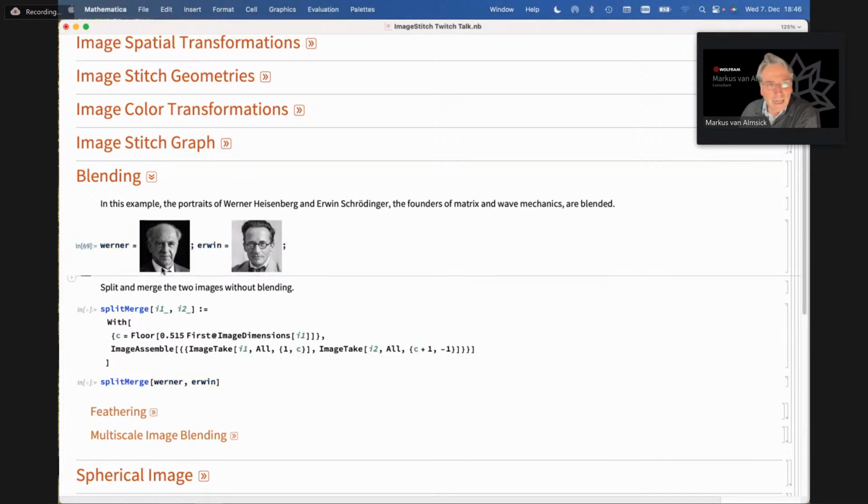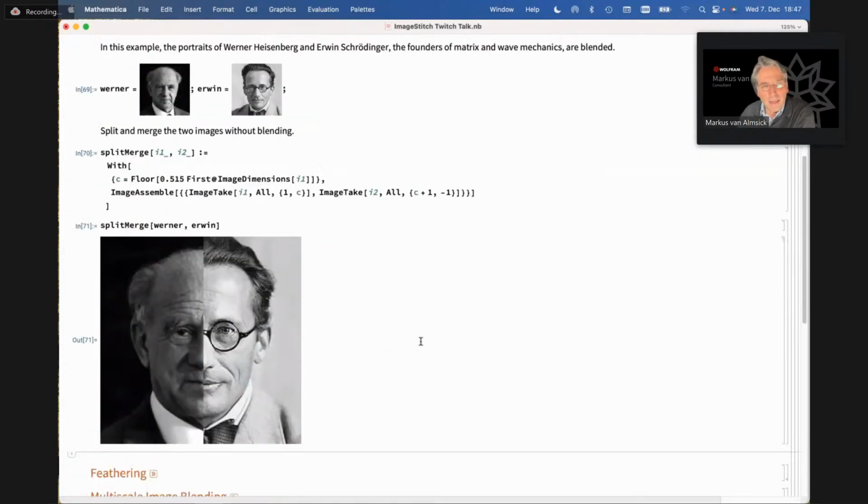Being a physicist, I have taken the images of two physicists, Werner Heisenberg and Erwin Schrödinger. And since they both invented, to a certain degree, quantum mechanics, one via matrix formalism and the other one via wave equations, they basically found the same thing, or the two sides of the same medal. So I'd like to merge their two faces. One simple or straightforward way to do it would be to just cut one half of the image here, take it away, cut the opposite half away on this image, and then just put them together by assembling them. And then you get something like this.